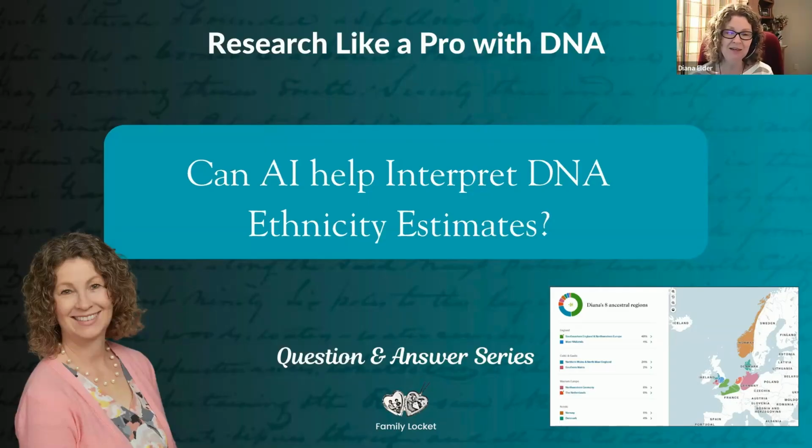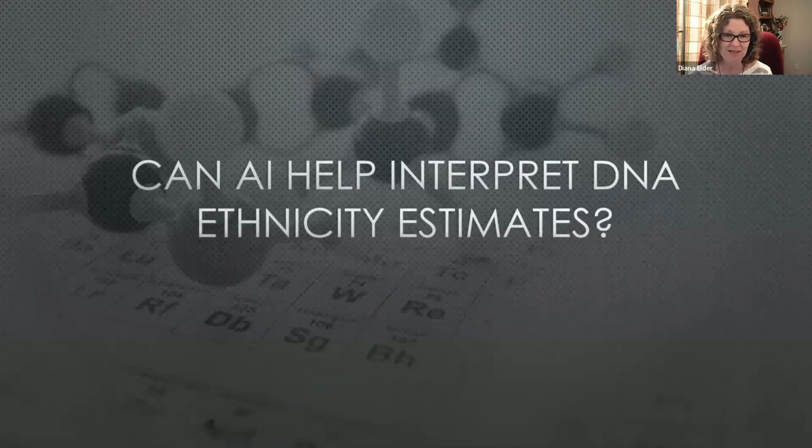And for a long time, I looked at my ethnicity estimates and just said, oh, that's fun. That's nice. And it's getting closer to my family tree. But lately, I've been wondering if it could actually do something to help me. And I will show you why I think that in just a minute. But I have found that AI is very interesting and it can give us some clues about our ancestry. So, this question: can AI help interpret DNA ethnicity estimates?